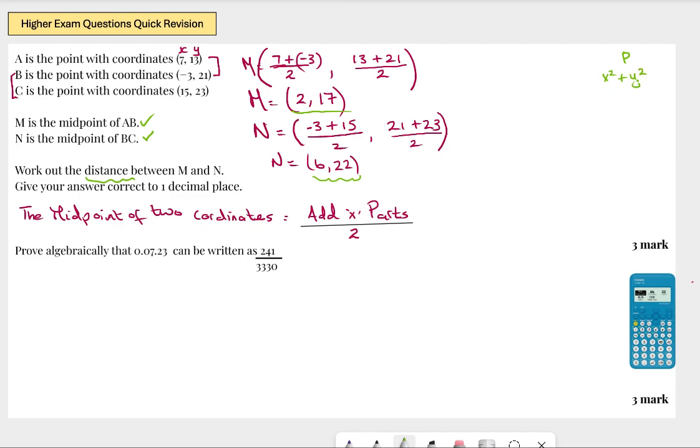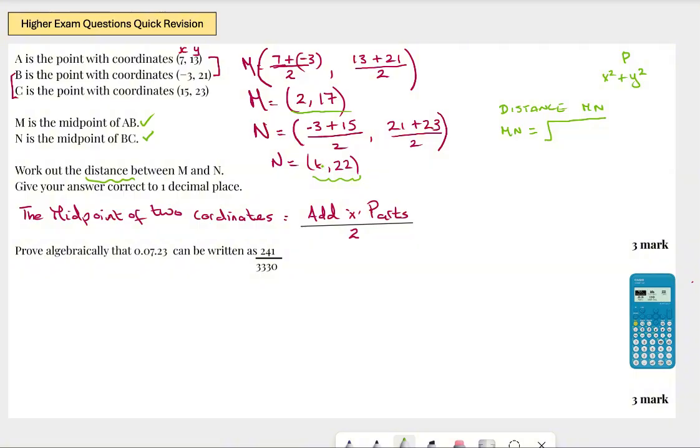This is aimed more at the foundation kids. Higher would know straight away what to do. But for a foundation level, all you're doing is plugging in your information. So to find the distance of M and N, because that's what it's asking us. So M and N. I'm not saying M and M. It's MN. Sorry. I'm going to square root our x and our y.